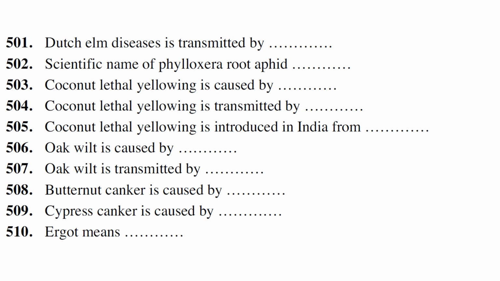Now the next one: Dutch elm disease is transmitted by. Dutch elm disease is generally transmitted by the bark elm beetle. It's a kind of beetle. The bark elm beetle is mainly responsible for the transmission of this Dutch elm disease, which is caused by Ophiostoma ulmi or Ophiostoma novo-ulmi.